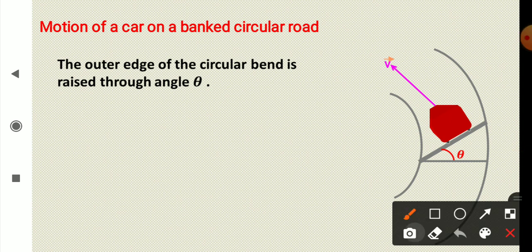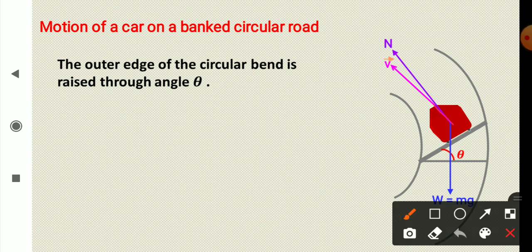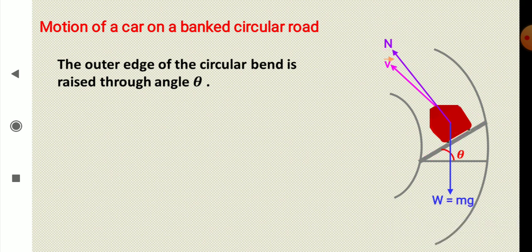The car is moving along this direction. It is taking this turn, right? And then the weight will act vertically downwards, as you can see. Now, the normal reaction is the reaction of the road, so this normal reaction will be perpendicular to the road. So now the normal reaction is not vertical, but weight is always vertical.